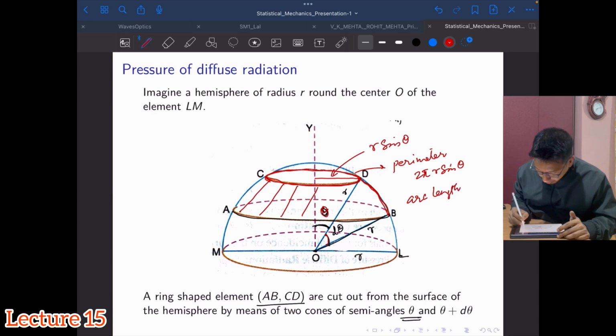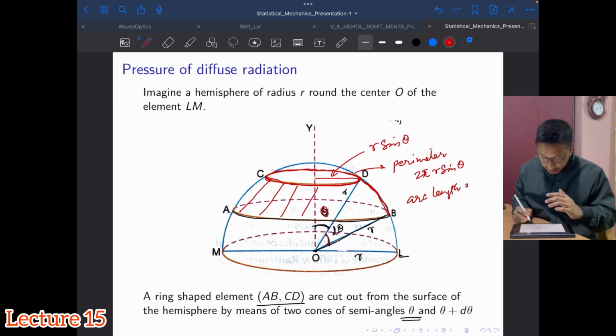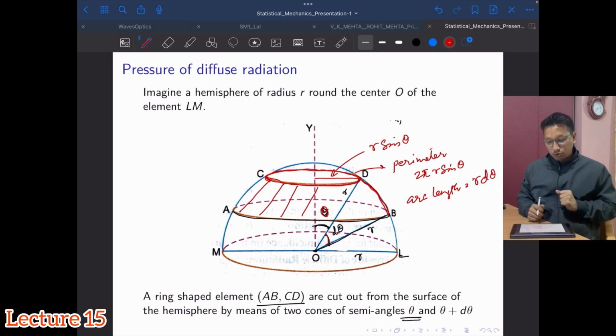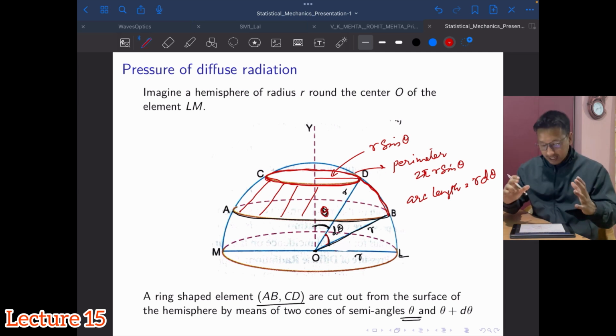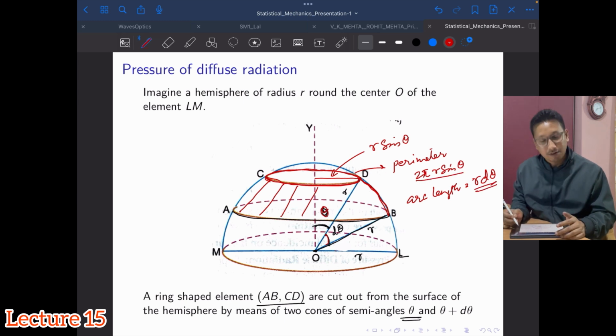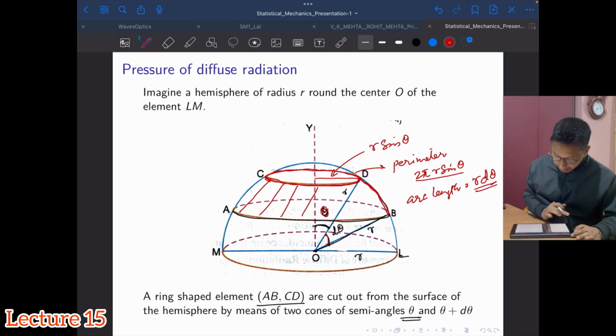Arc length will be equal to, so OB is my R, so d theta, so this will be given by R d theta. So I can calculate the area of this ring by simply perimeter, like 2 pi R sine theta, multiplied by this R d theta, which we will be using in the next slide.